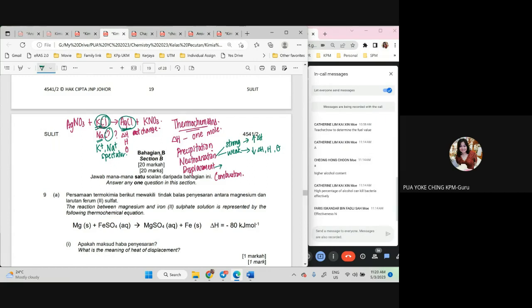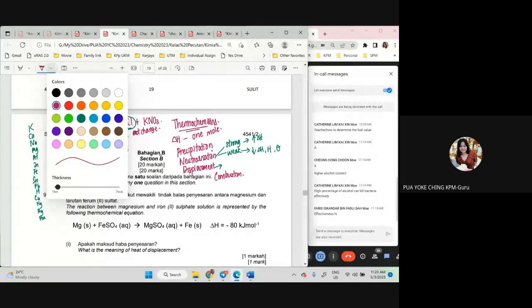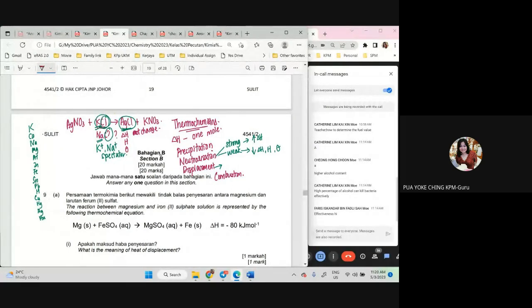Displacement, dia akan berdasarkan your electrochemical series lagi. Okay, you memorize the correct one ah. Untuk displacement, semakin jauh antara dua ni, semakin tinggi suhu dia. Delta H pun tinggi.